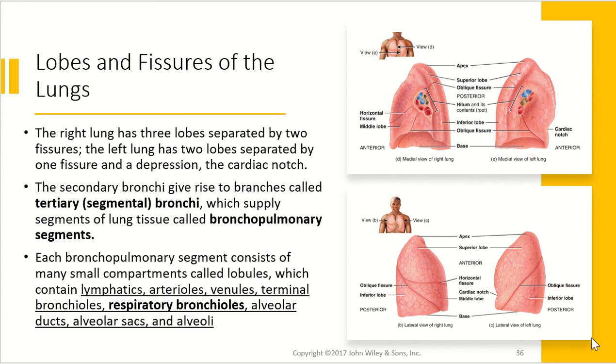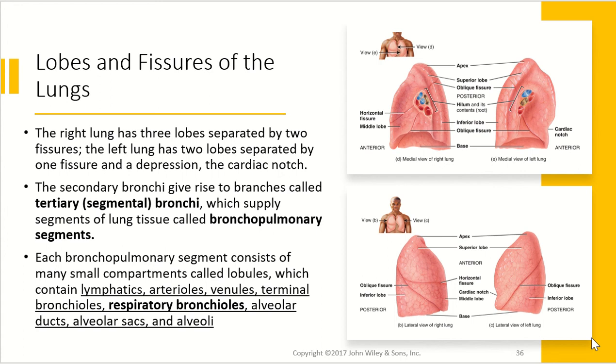The left lung is going to have 2 lobes separated by 1 fissure as well as a depression. Right? It's also going to have a cardiac notch where the heart is going to snuggle right in there. The secondary bronchi are going to give rise to the branches called the tertiary bronchi, also called the segmental bronchi. And these are going to supply segments of the lung tissue called bronchiopulmonary segments.